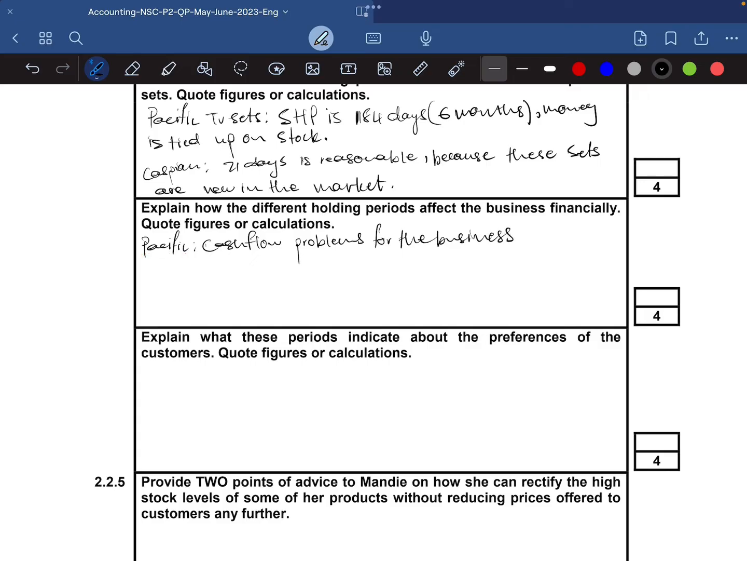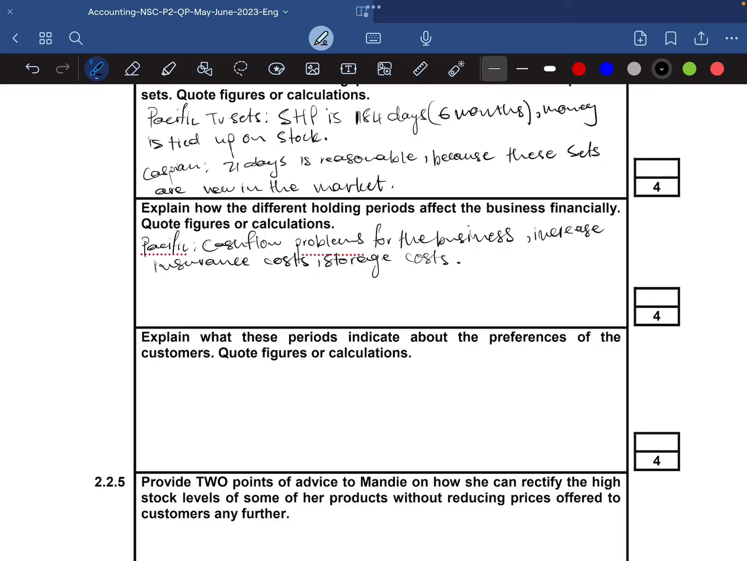So insuring these would also be a cost, because we need to insure our stock. And when we keep on insuring stock that we're not selling, the insurance costs will definitely increase, because if we're selling the stuff, we won't need to insure it, because it will no longer be in our possession. So it's cash flow problems, increase in insurance costs, and also where we have to store. So we also have to say storage costs.